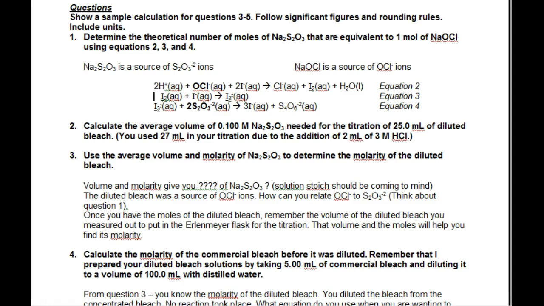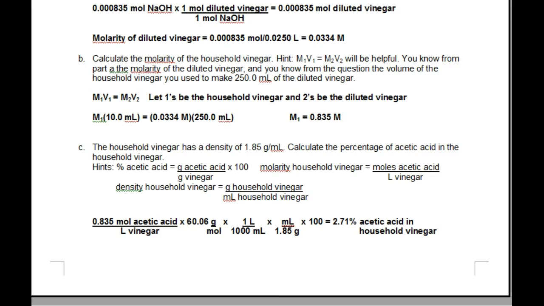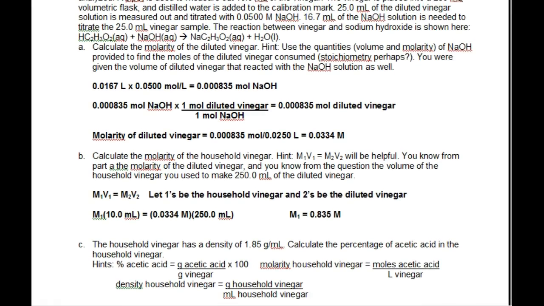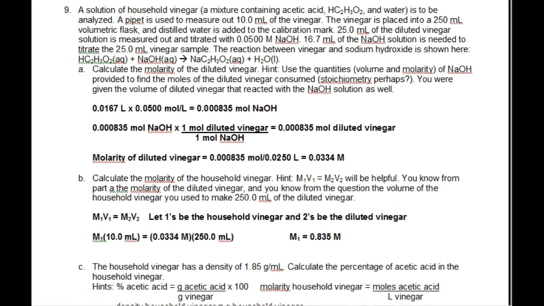And because you were trying to find the molarity of your diluted bleach, you would need to divide that by the volume that you actually titrated with in your Erlenmeyer flask. So an example of that would be from your pre-lab. If we go back and take a look at question A for number 9 on your pre-lab, you were given a solution of vinegar that had acetic acid and water making up the mixture.